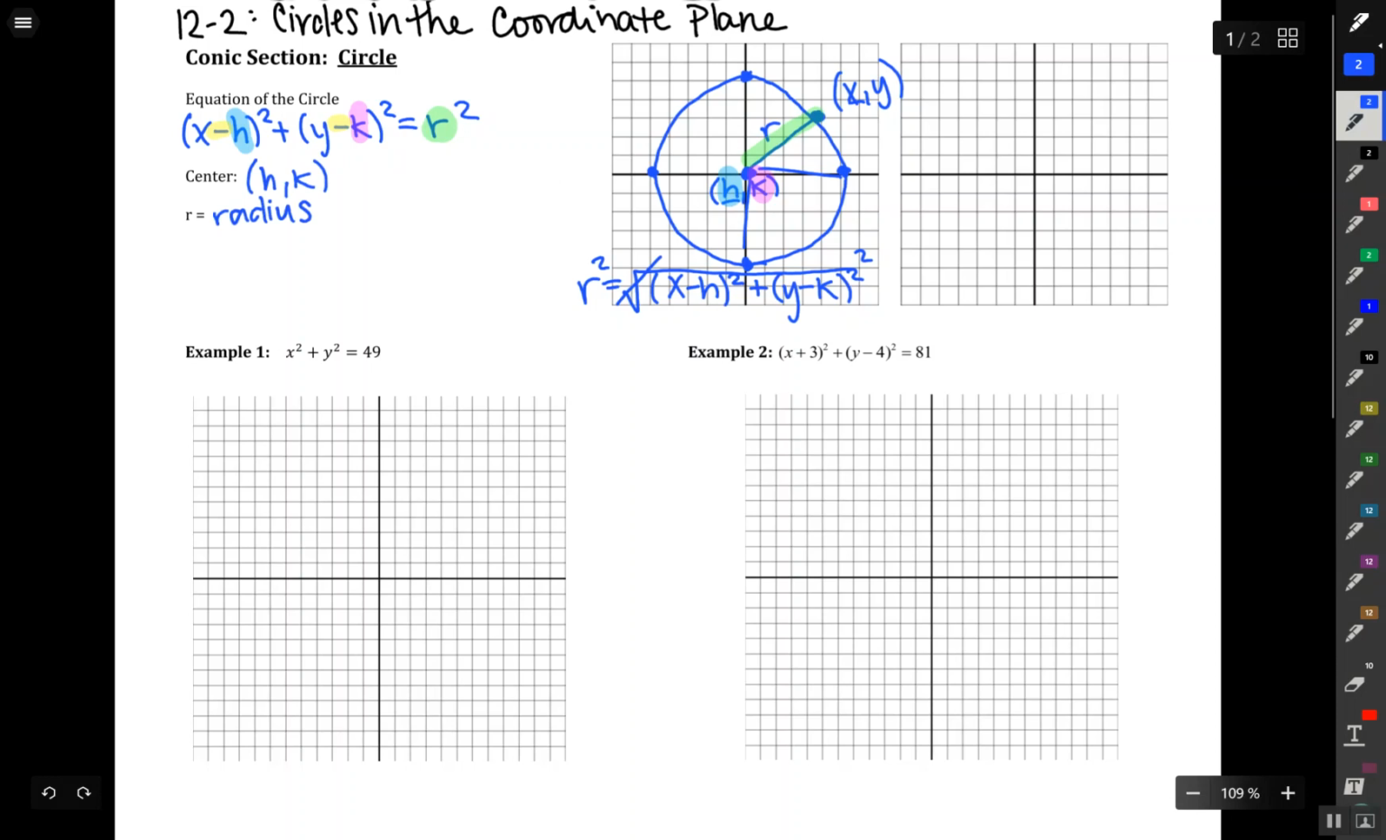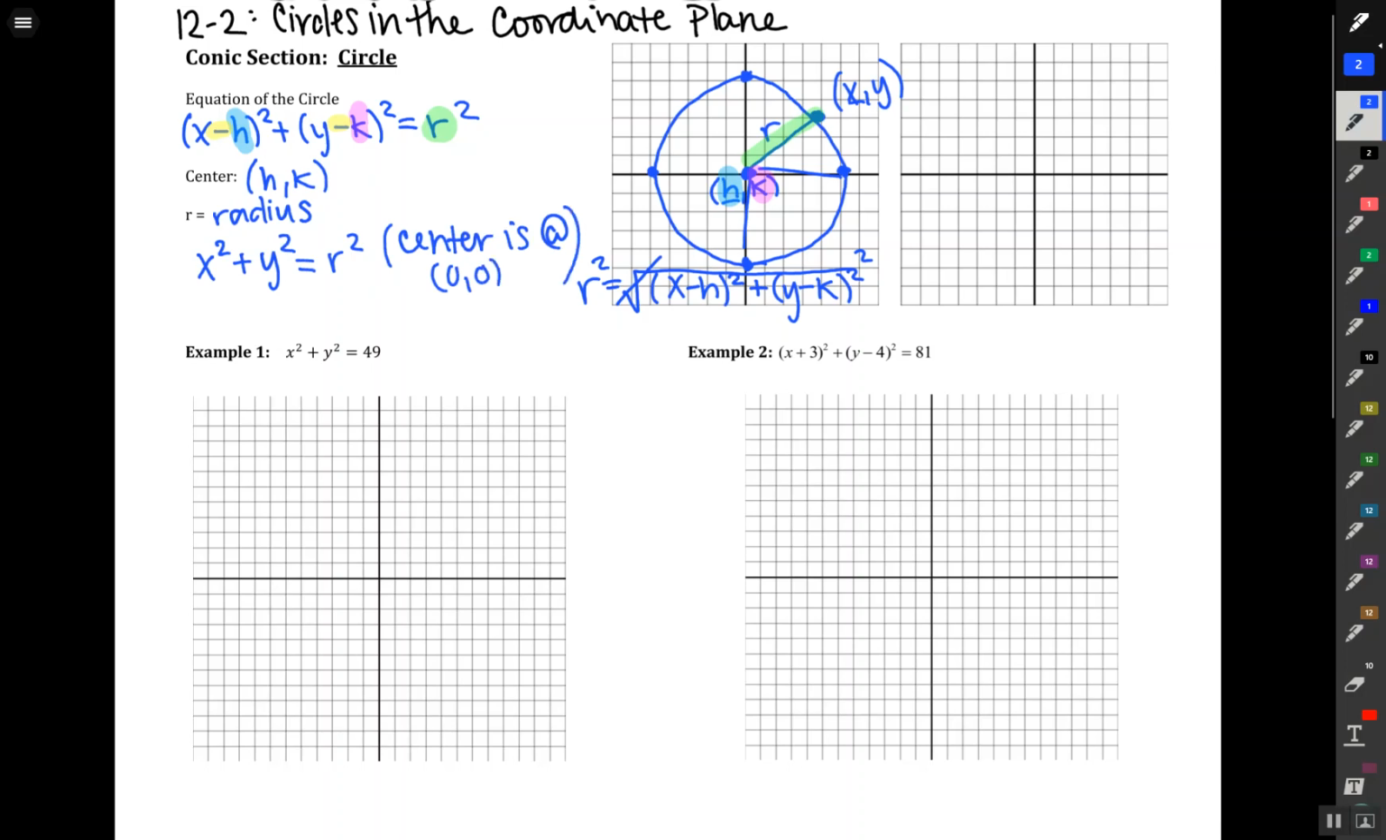If your circle is centered at the origin, your center will be (0, 0), and so the equation will look like this: just x squared plus y squared equals r squared. This is when the center is at (0, 0), the origin.